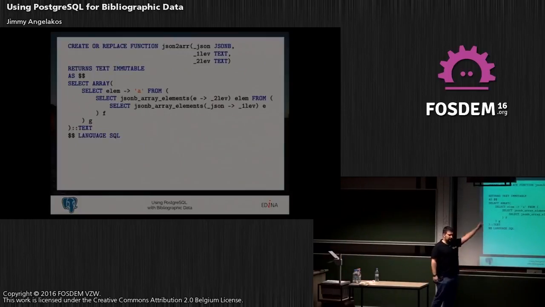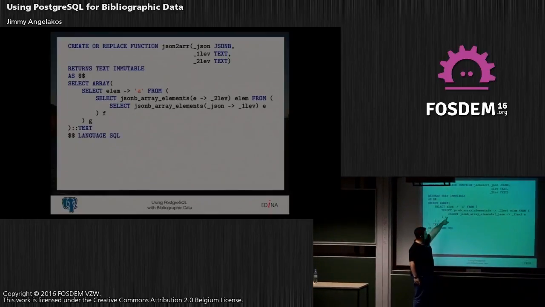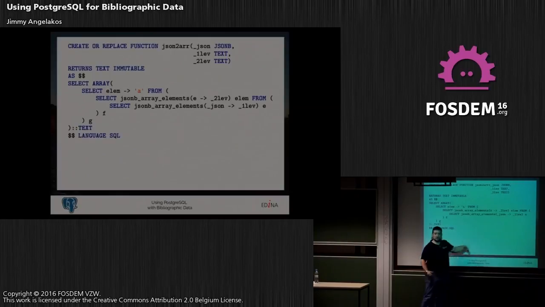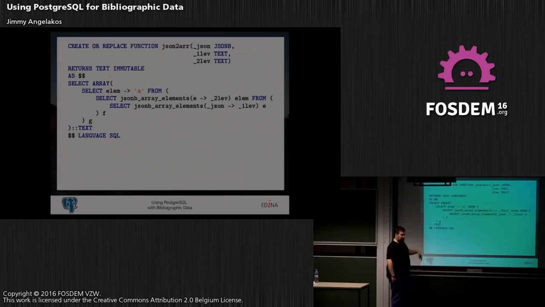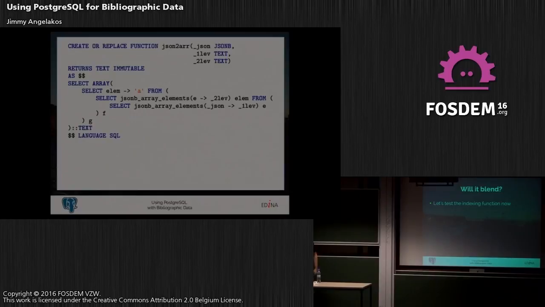So we create a function called JSON to array, and it takes in our JSON-B data and 2 strings which describe our levels, and it selects subfield A, which we will only care about here, from the JSON-B array elements, which is a built-in Postgres function which unrolls your array. And then, as a second level, it grabs the JSON-B array elements from the big array, which is our tag. For example, 210, the tag with multiple instances that we looked at. And you have to name these, or else it will fail. And it all gets converted into text and returned as text. It's a simple SQL function. We don't need PL/pgSQL for this.